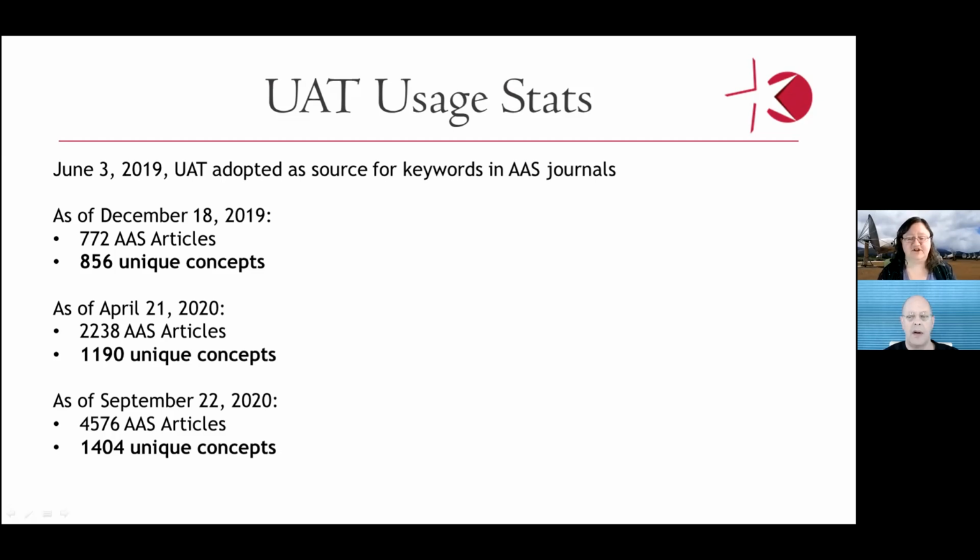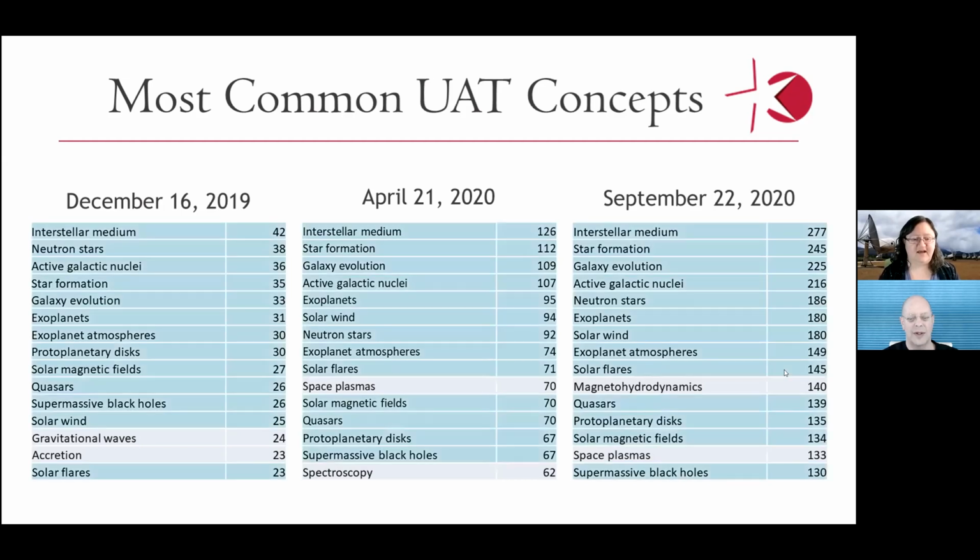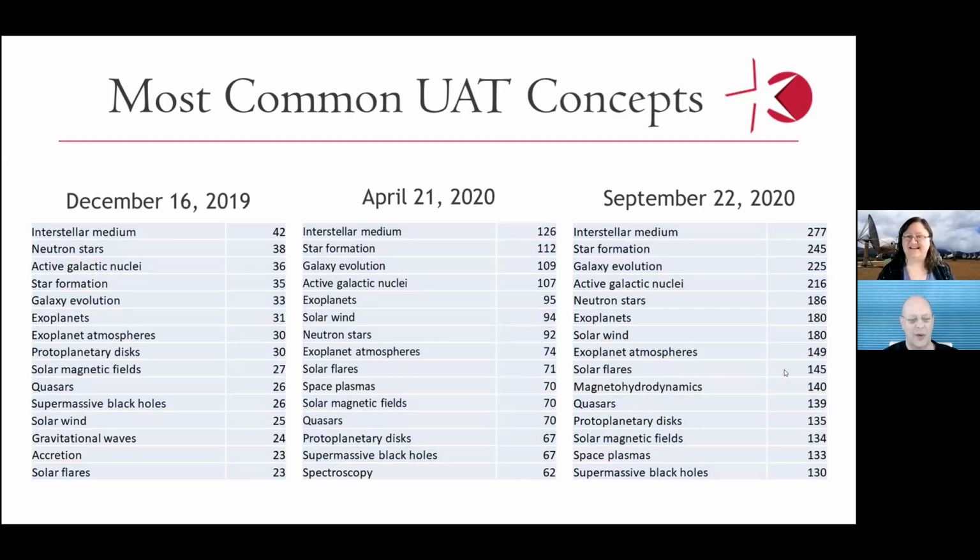Then next, I just thought I'd show some information about the most common concepts used so far. These are, again, from those 3 different snapshots. It's kind of interesting. Interstellar medium has continued to have high usage up at the top there, and star formation is pretty high up there. You can see solar flare went from the bottom, and it kind of went up to the middle and stayed there. So we're getting some interesting things here. Again, we only have about a year and 3 months worth of data. It will be pretty cool in a couple of years.